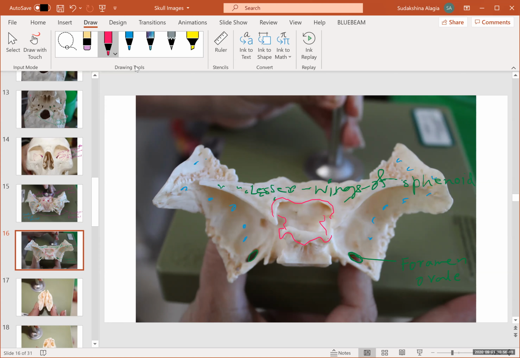This is referred to as sella turcica. The entire structure is sella turcica. Well, actually, maybe I should not have put this asterisk right in the middle. There are different parts of the sella turcica. Basically, this has a name, this has a name, and this has a name.